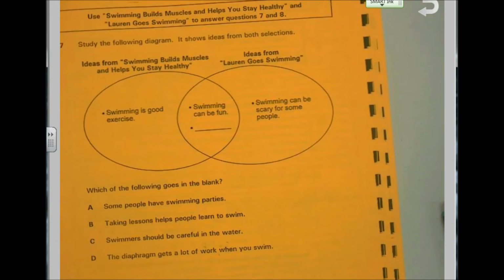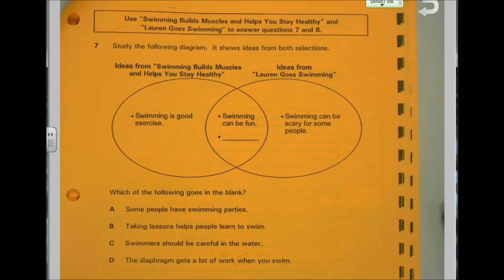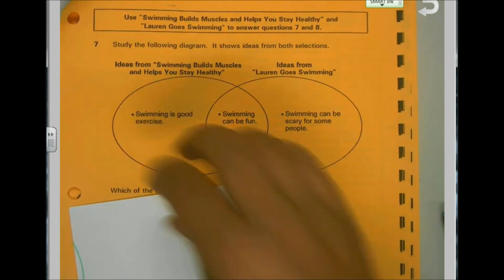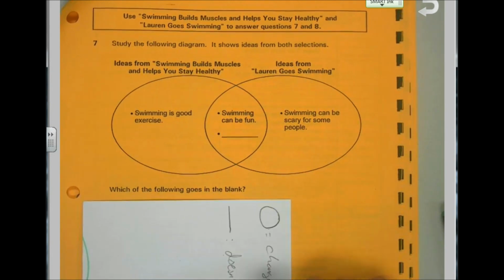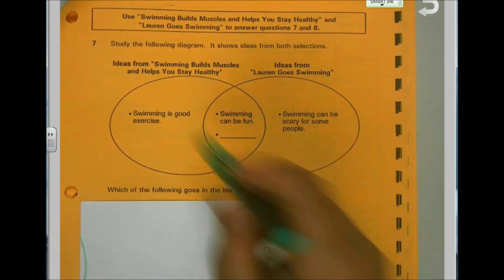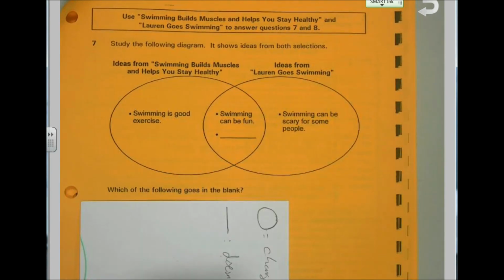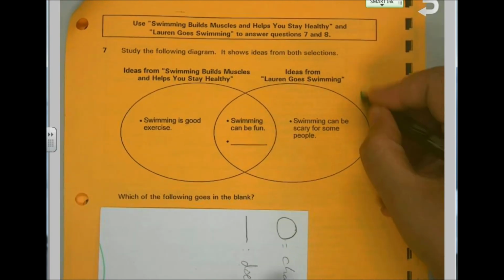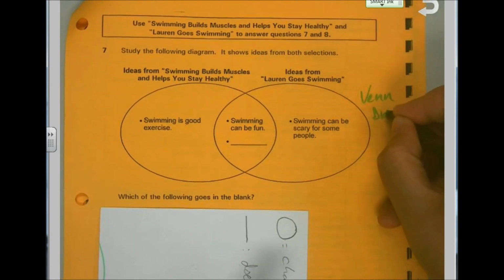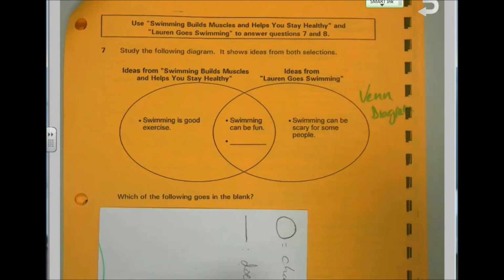Okay. This is the one you had the most difficulty with. So now, study the following diagram. And once again, we cover the answers. Study the following diagram. It shows ideas from both selections. Ideas from Swimming Builds Muscles and Helps You Stay Healthy, and ideas from Lauren Goes Swimming. Now, do you guys remember what this kind of diagram is called? It's a Venn diagram.